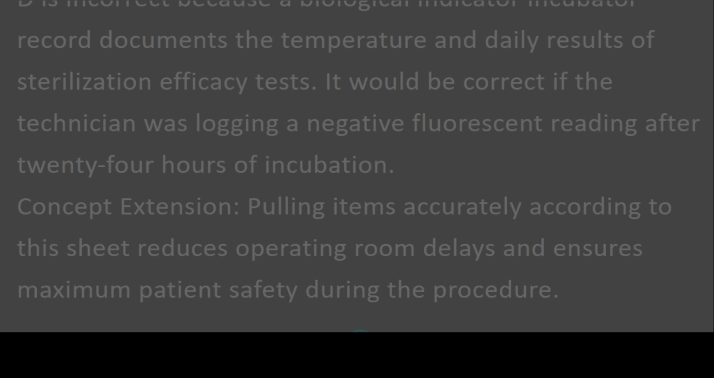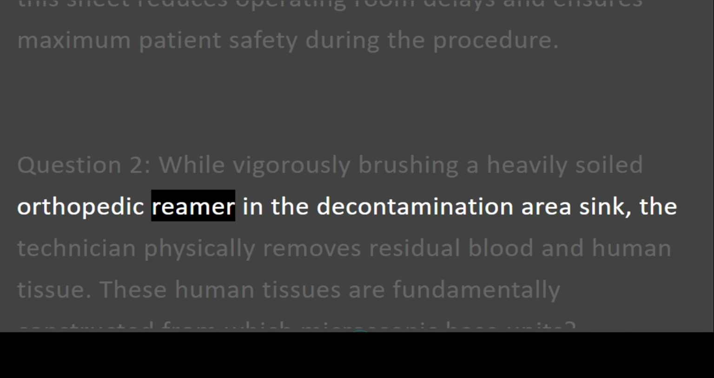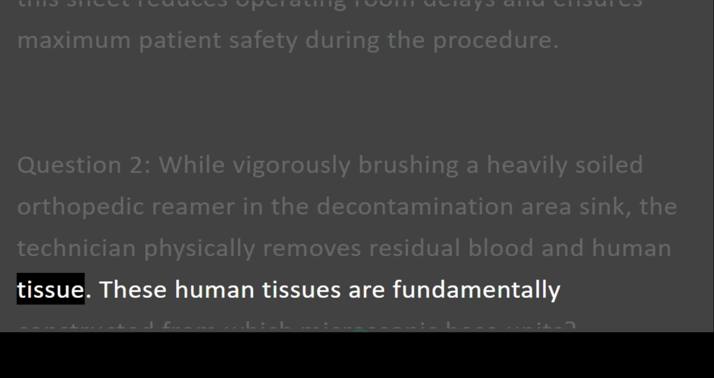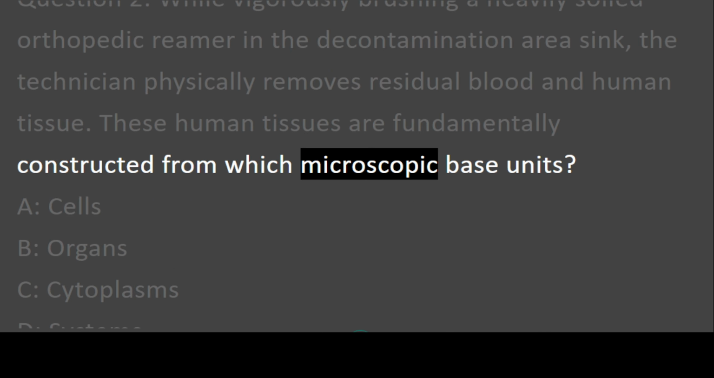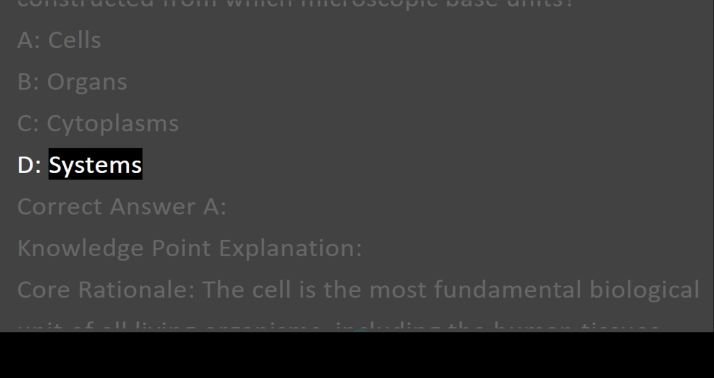Question 2. While vigorously brushing a heavily soiled orthopedic reamer in the decontamination area sink, the technician physically removes residual blood and human tissue. These human tissues are fundamentally constructed from which microscopic base units? A. Cells. B. Organs. C. Cytoplasms. D. Systems.